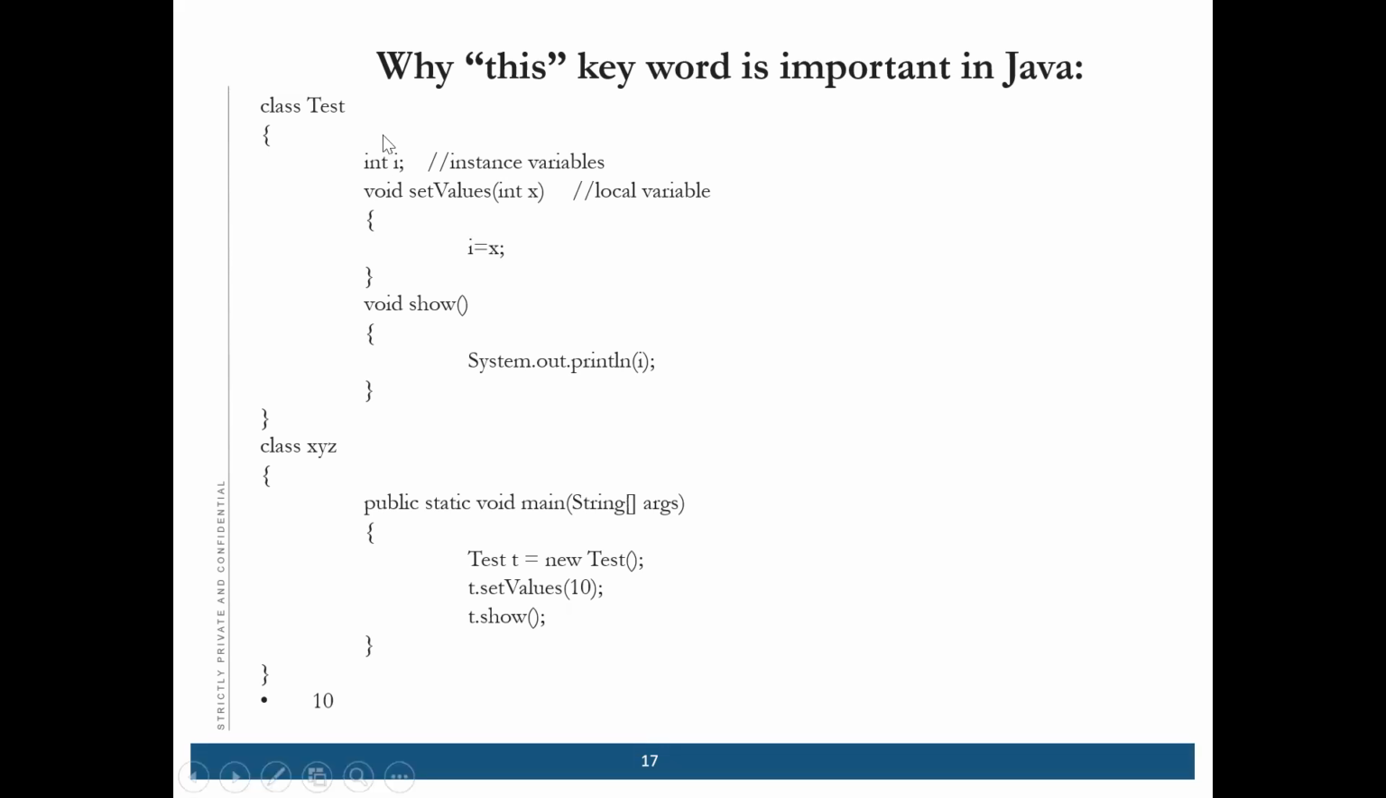Okay. So these are two classes which I have created, and in XYZ there is a main method. I have created an object for the test class and I'm calling this method here. I'm passing the value 10 to x, then the x value is assigned to i, and the i value is printed. Simple, which we have already done. So there is no confusion.